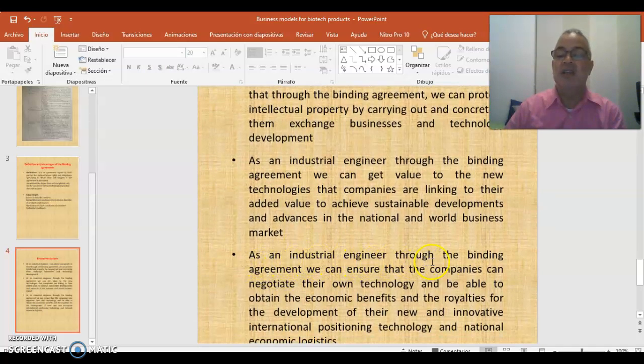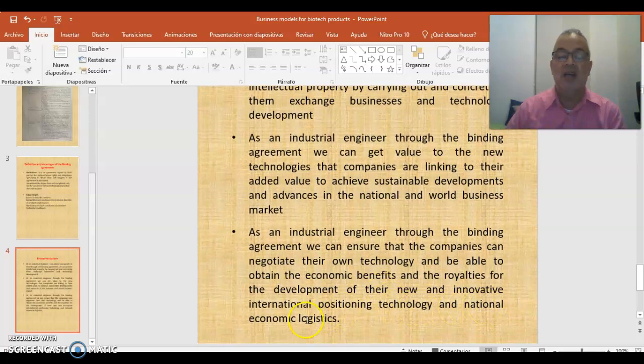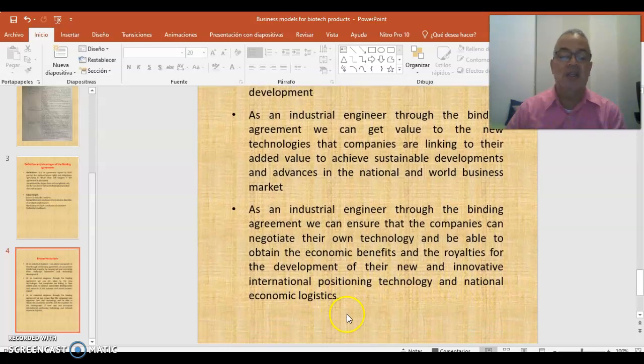As an industrial engineer, through the binding agreement, we can ensure that companies can negotiate their own technology and obtain the economic benefits and royalties for the development of their new and innovative technology, international position, and national economic logistics.